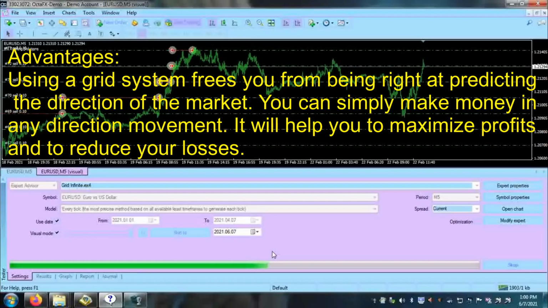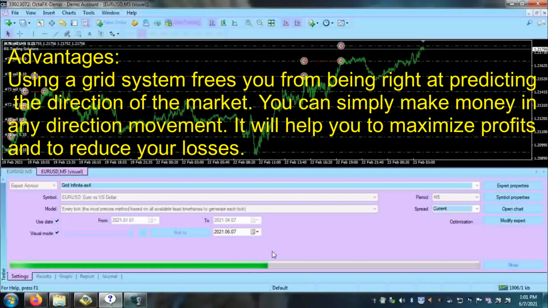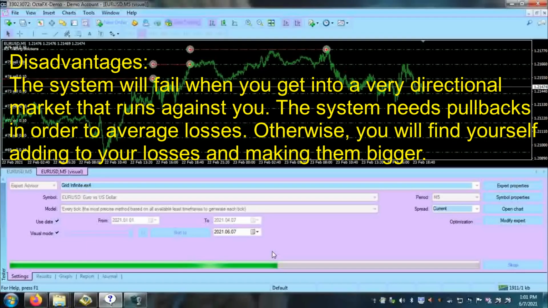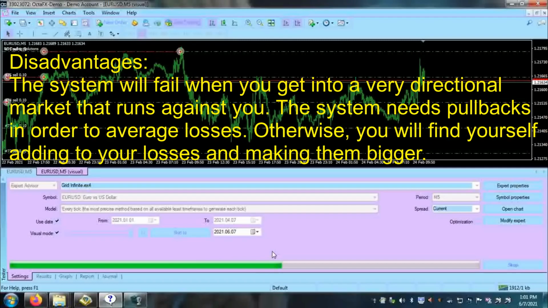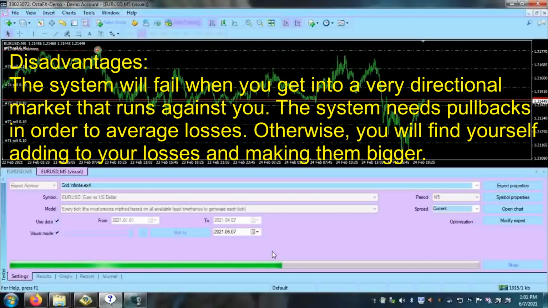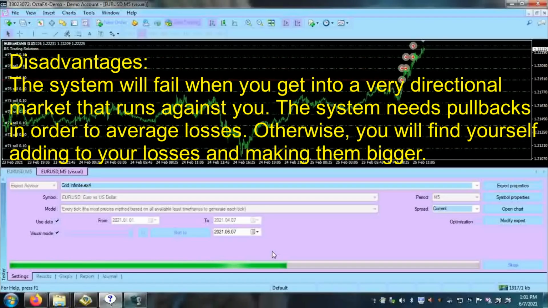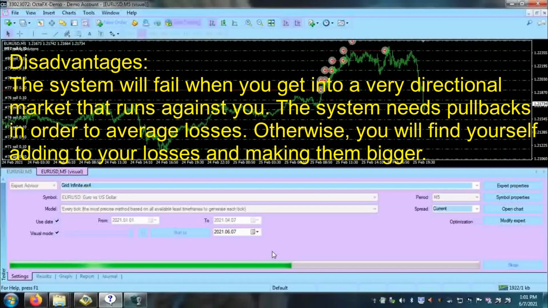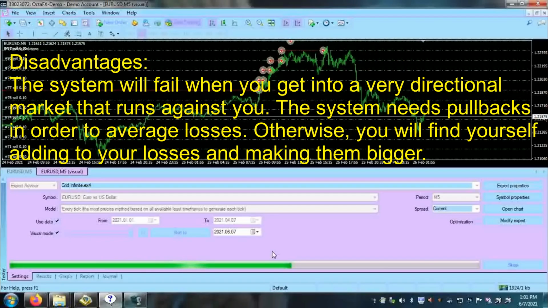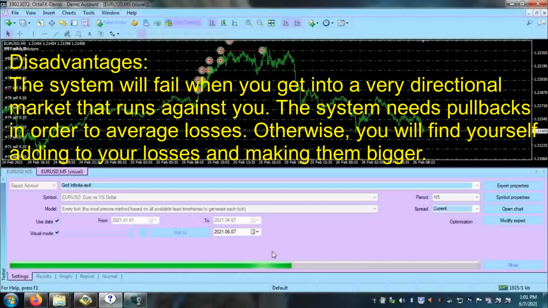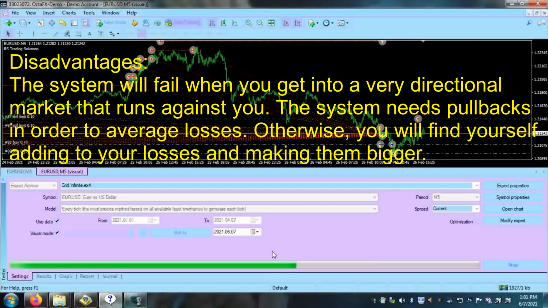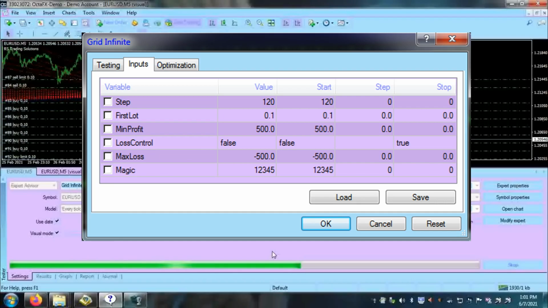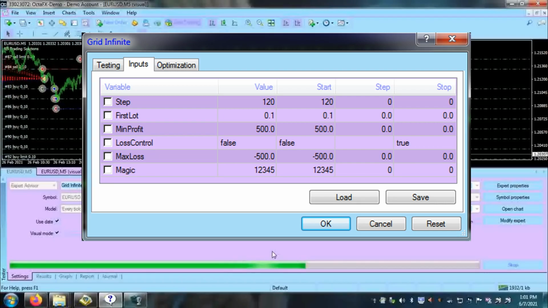What are the advantages? Using the grid system frees us from having to be right at predicting the direction of the market. We can simply make money in any direction of price movement. It helps us maximize our profit and reduce our losses. There is also a disadvantage of the system. The system will fail when you get into a very directional market that runs against us. The system needs pullbacks in order to average the losses. Otherwise, we will find ourselves adding to our losses, making them bigger and bigger.